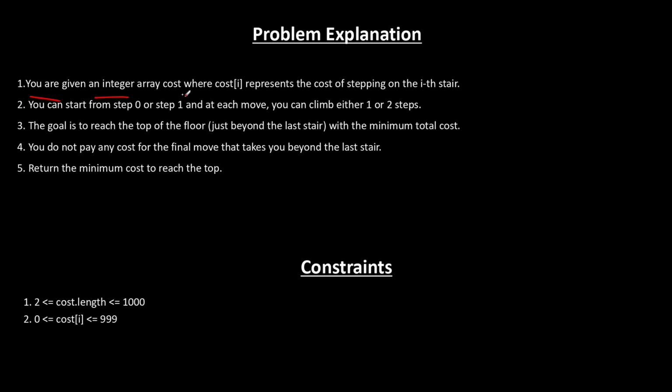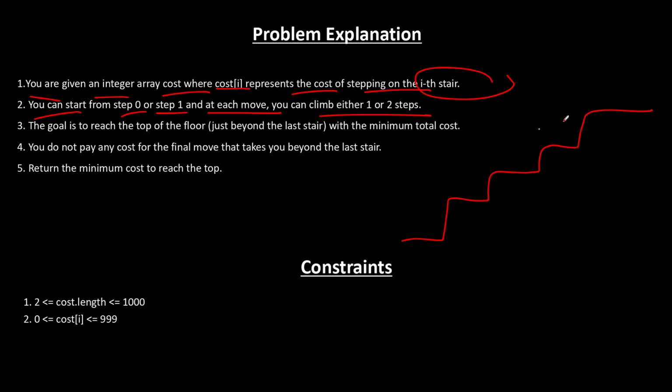You are given an integer array cost where cost[i] represents the cost of stepping on the ith stair. You can start from step 0 or step 1. At each move you can climb either one or two steps. So basically what they're trying to say is that suppose this is an array of steps containing values. Let it be, I'm writing some random values here. Okay, this is the end.